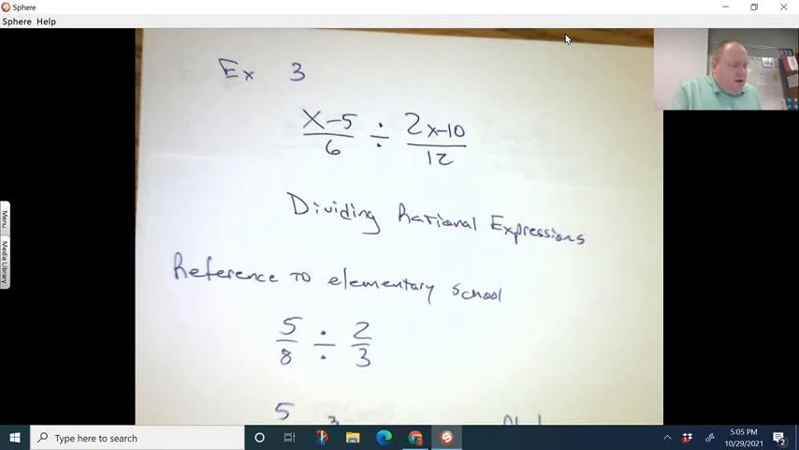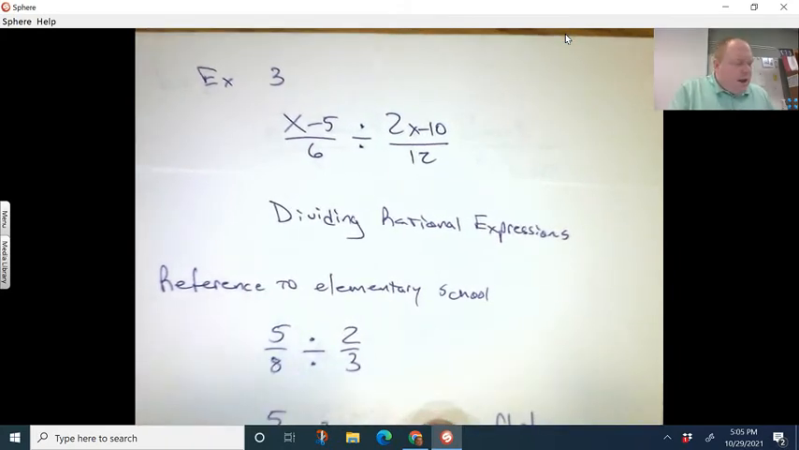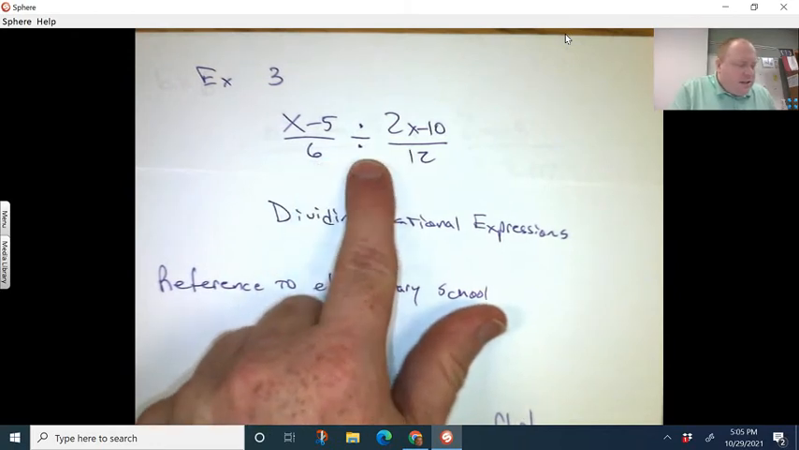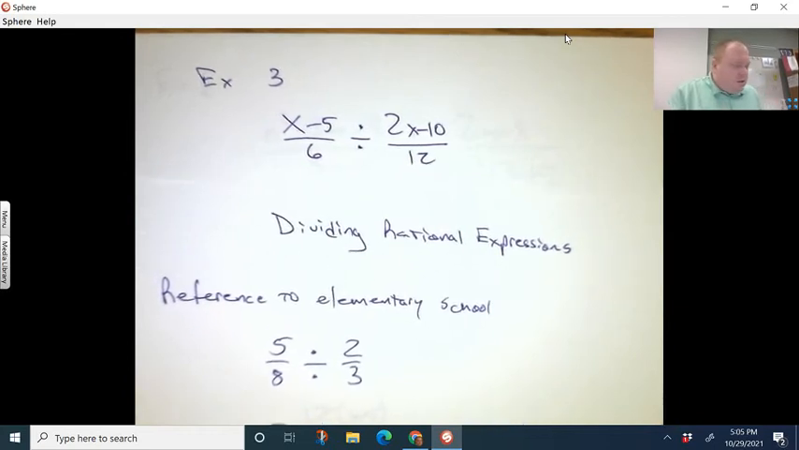Okay, a not too crazy example just yet, but I have x minus 5 over 6 divided by 2x minus 10 over 12. Now, you have the option. You could factor first and then keep, change, flip, or keep, change, flip, and then factor. Completely up to you. Doesn't matter. What you cannot do is multiply or simplify before you do that. So here we go.